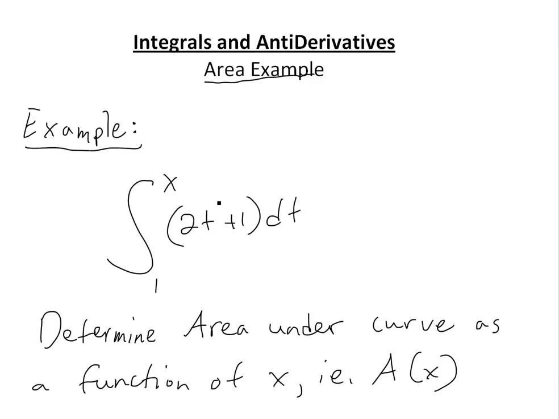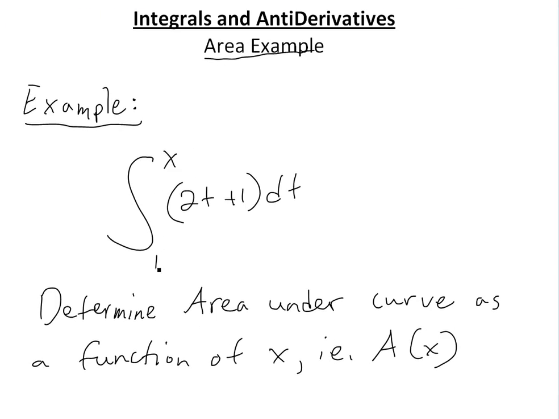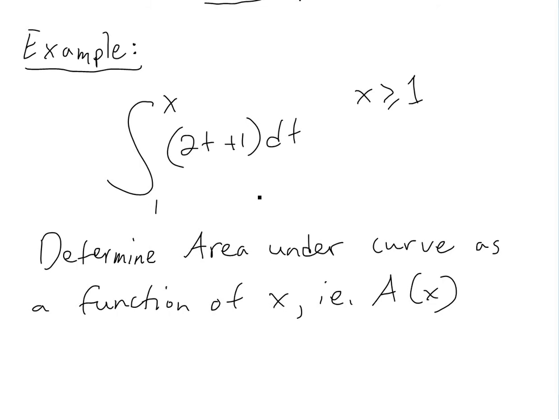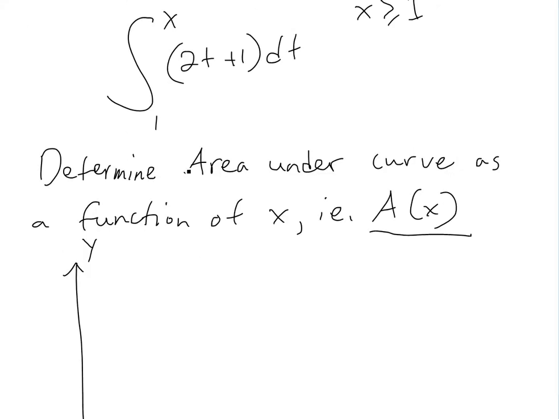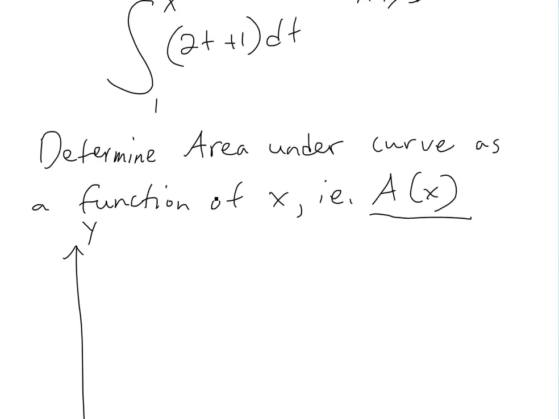So basically, if we look at this example here, the integral from 1 to x of 2t plus 1 dt, where x is greater than or equal to 1, just so that this is positive. The example states: determine the area under the curve as a function of x, i.e. A of x. Okay, so now we know that the integral is just the area under the curve.